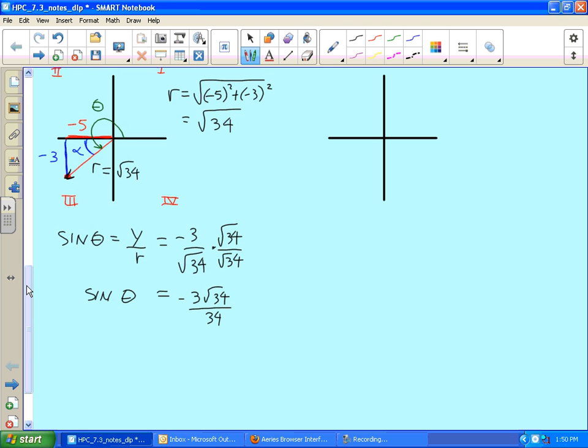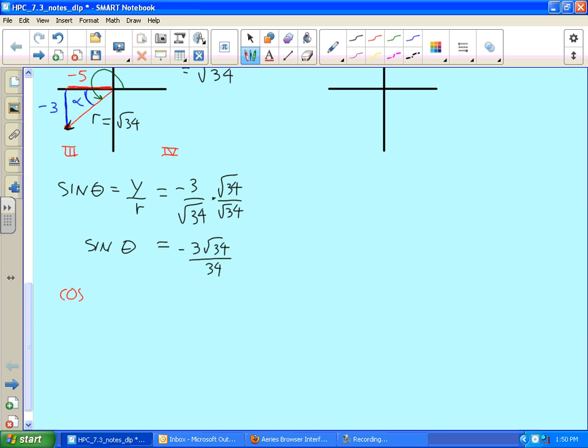Cosine. Cosine uses the x over r thing. So we have cosine of this theta angle would be equal to x over r, which in this case is a negative 5 over the square root of 34, and we rationalize once again.